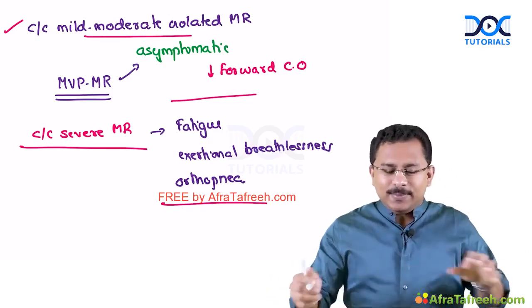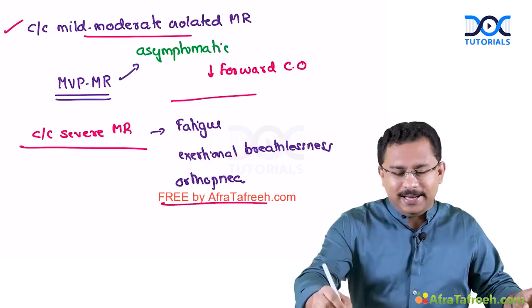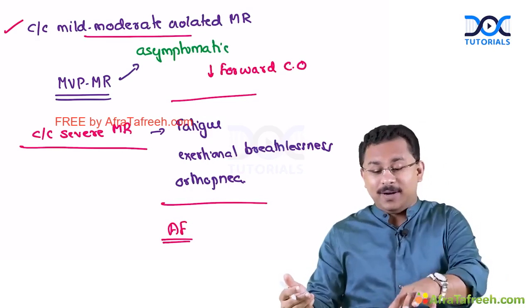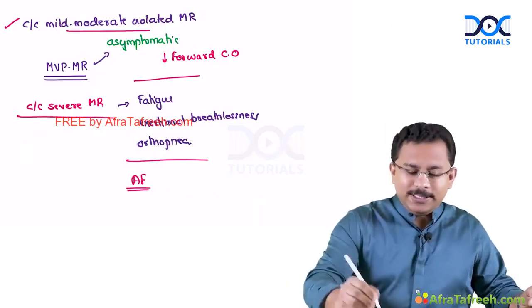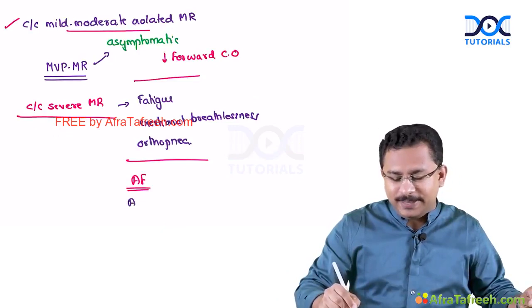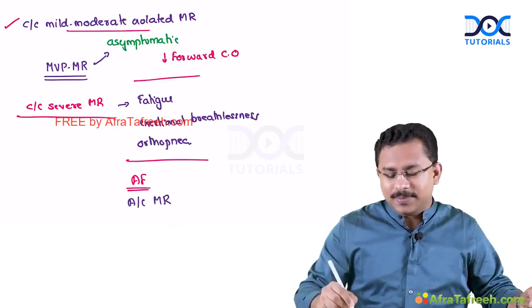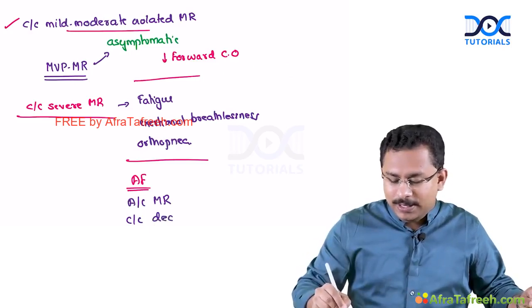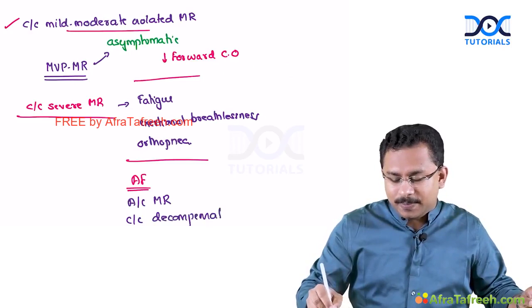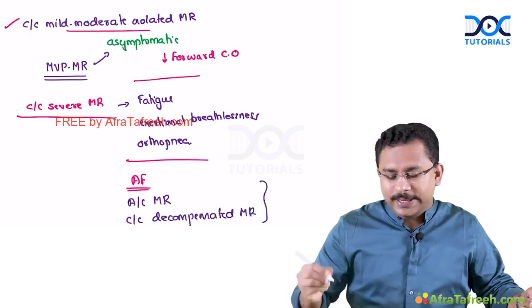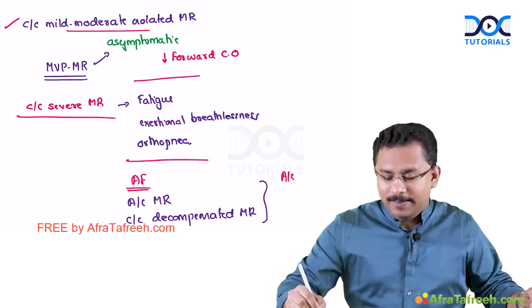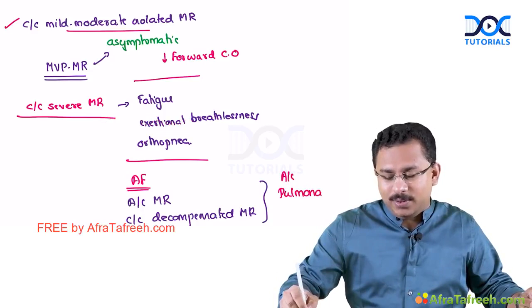These are some of the symptoms to start off with, and if the patient develops atrial fibrillation, as I said earlier, the patient can have palpitation. Especially in the stage of acute mitral regurgitation, as well as chronic decompensated MR, in these two phases, the patient can go on to develop acute pulmonary edema.